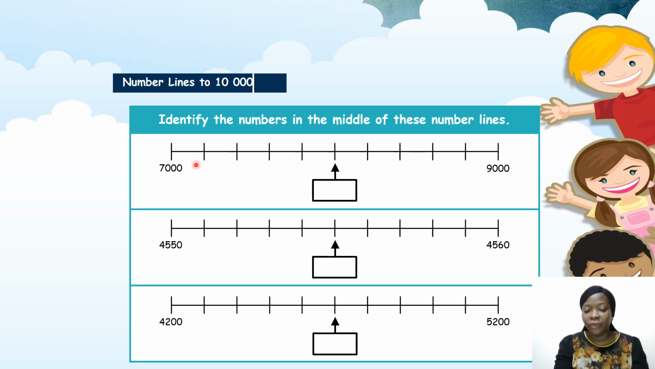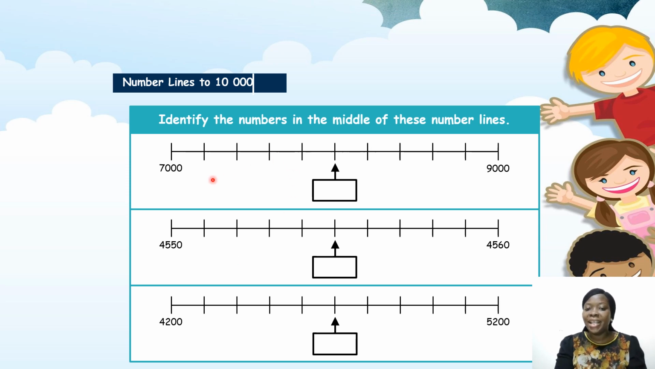Remember the rule. First, you need to check the start number and the end number, and then figure out in what steps we are counting. Are we skip counting in twos? Are we skip counting in five? Are we skip counting in 10? Now pause the video and have a go.